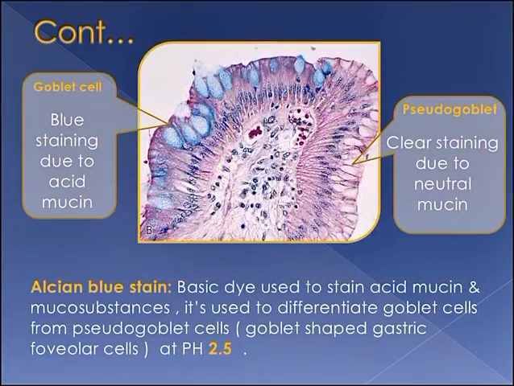Also, we can use Alcian blue stain to differentiate between goblet cells and pseudogoblet cells because it is a basic dye used to stain acid-mucin and the mucous substances at pH 2.5. And here we can see the goblet cells stained blue due to the acid-mucin, while the pseudogoblet cells demonstrate clear staining due to the neutral mucin.